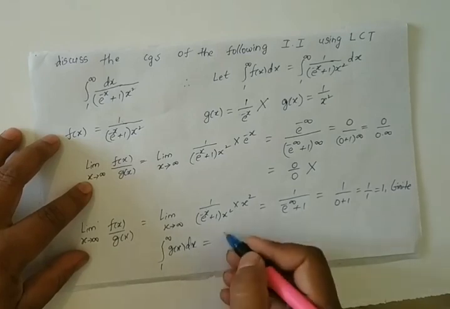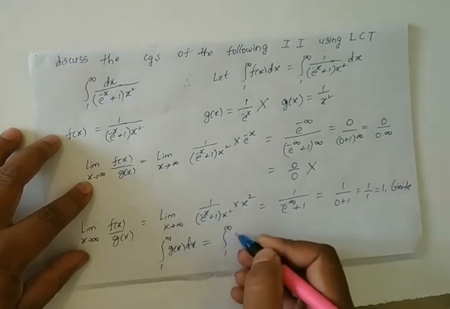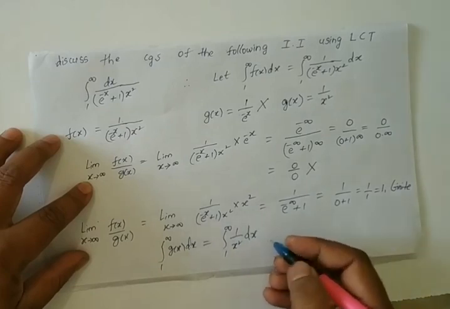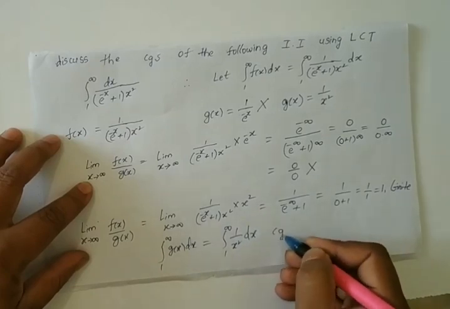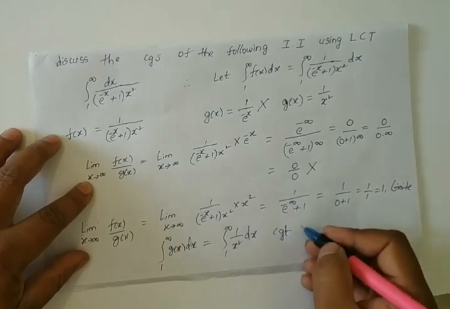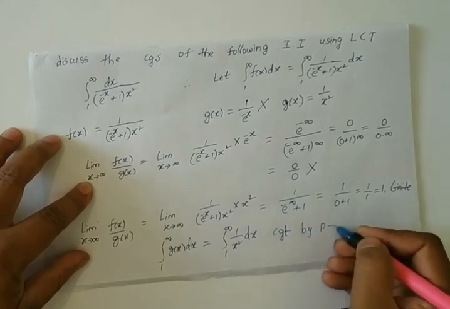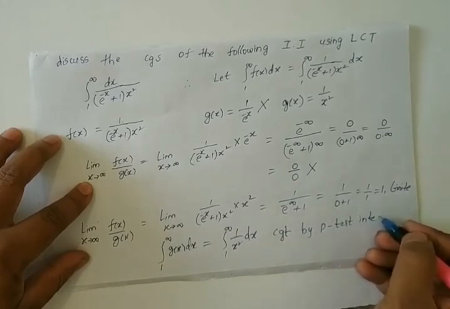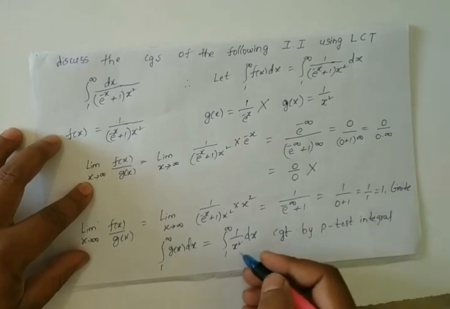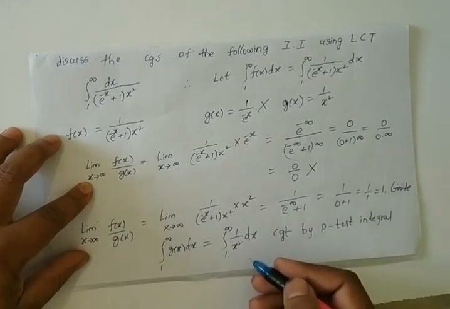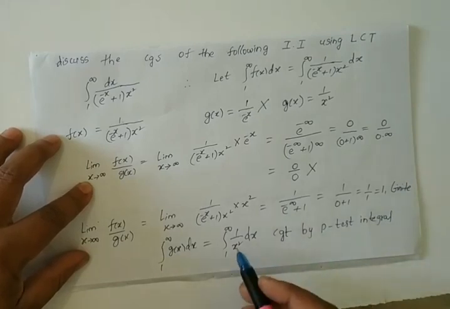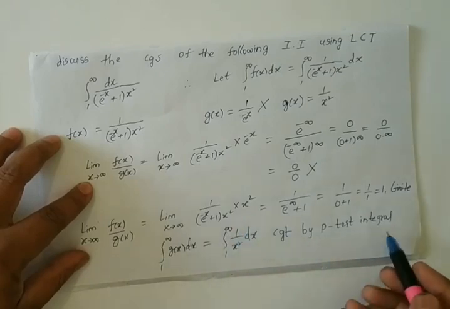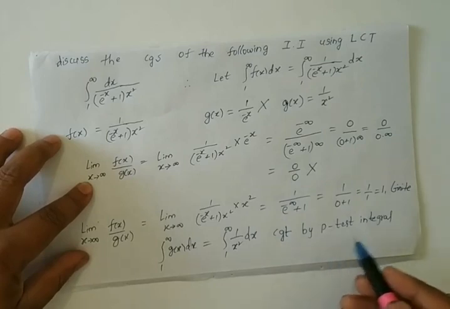Integral from 1 to infinity g of x is nothing but 1 by x square dx, which is convergent by p test for integrals. Already we know that. Because p is equal to 2, which is greater than 1. So here integral from 1 to infinity 1 by x square dx is convergent by p test integral, or p integral test.